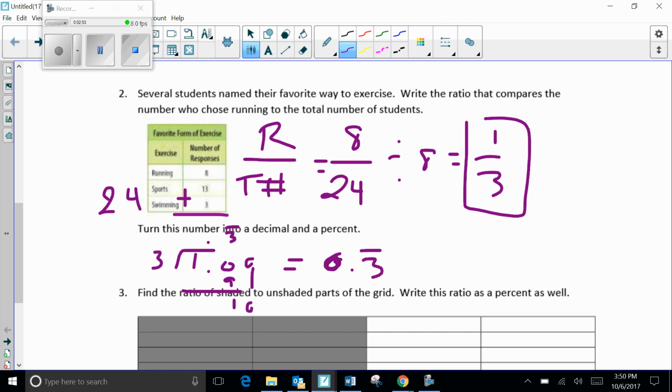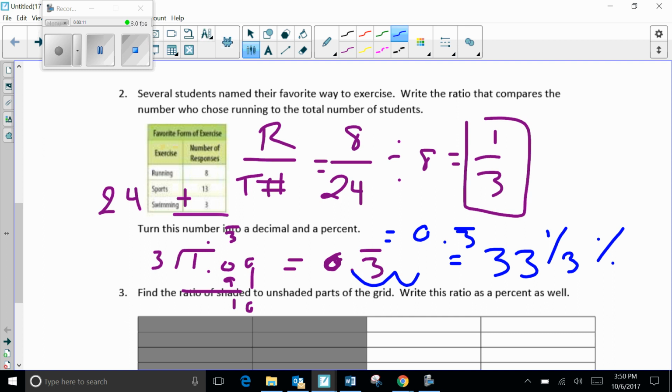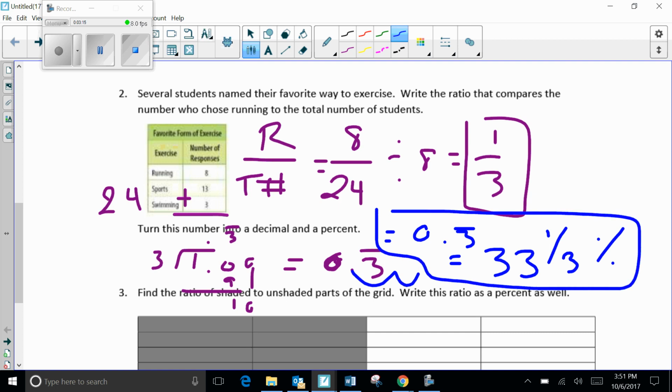As a percent, I know that to turn any decimal into a percent, I move the decimal twice. So that's going to give me 33. And because it's 0.3 repeating, that's one of those benchmark fractions we've been talking about. It's 1/3 percent. So my decimal is 0.3 repeating, and my answer as a percent is 33 1/3, or I will also accept 33 1/3 percent.